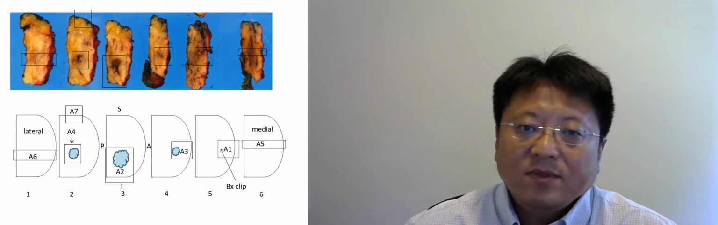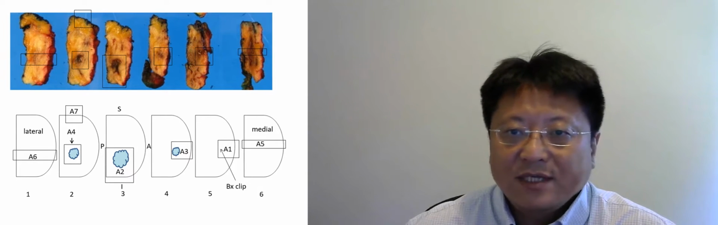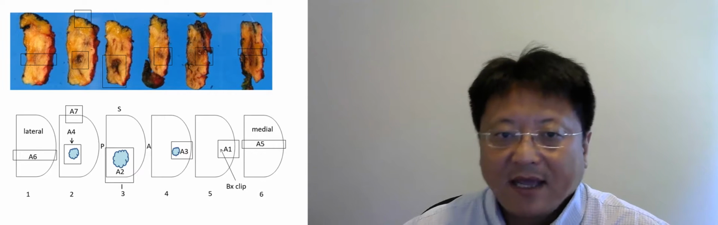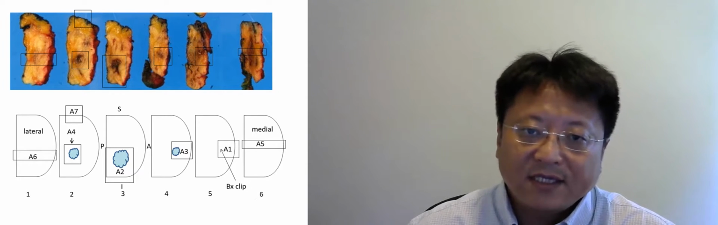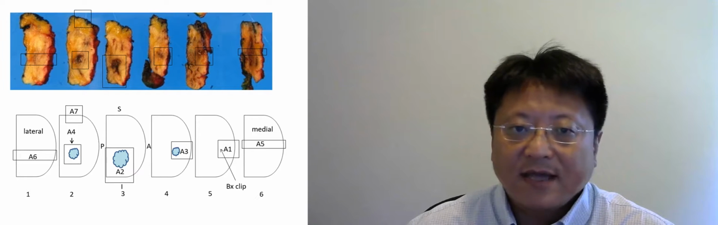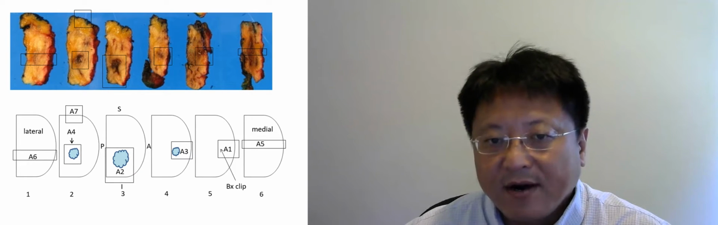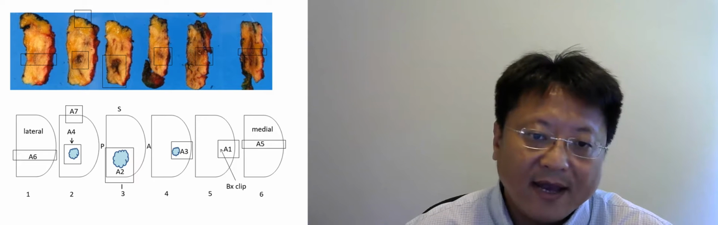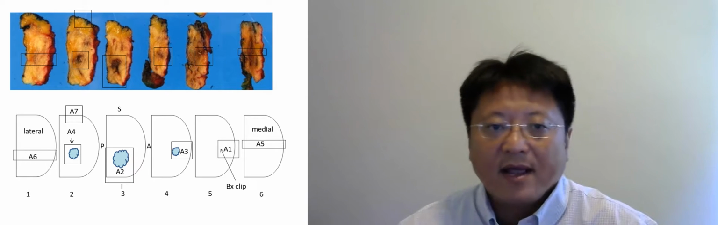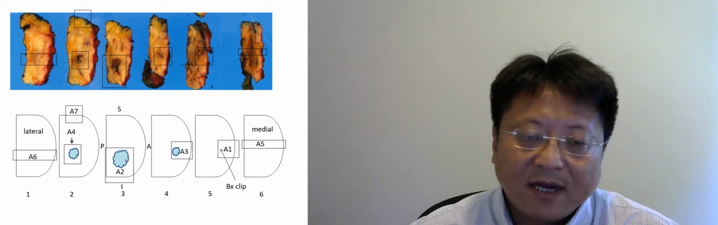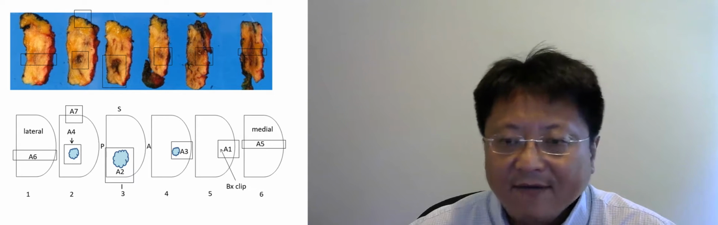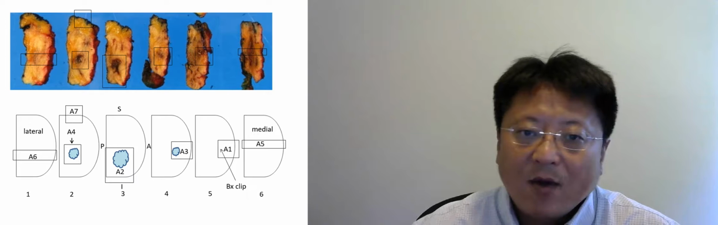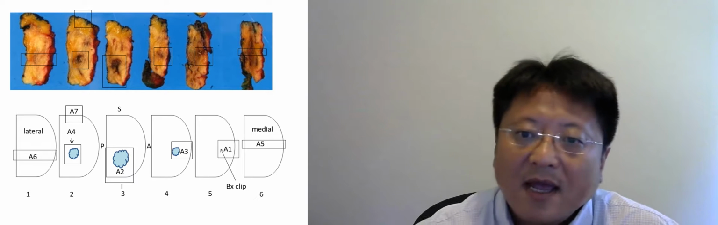As you can see, this specimen is sliced into 6 slices from lateral to medial aspect. We orient each slice with letters: S represents superior, A represents anterior, P represents posterior, and I represents inferior. Then we have the lesion from slice number 2 to number 5, and also there's a biopsy clip on slice number 5. And we took the sections.